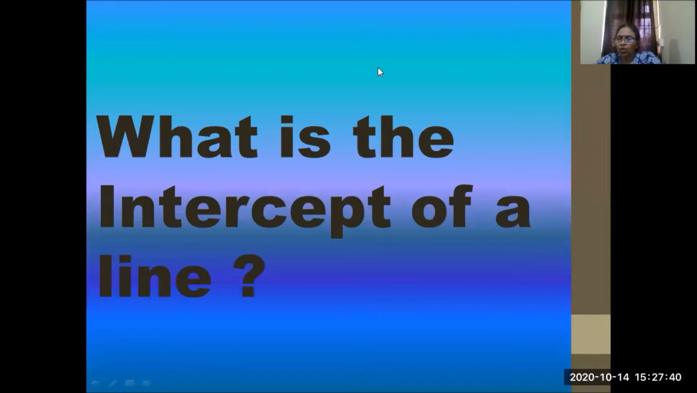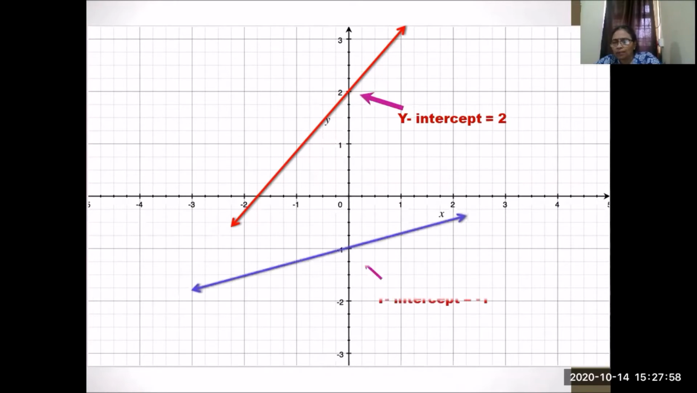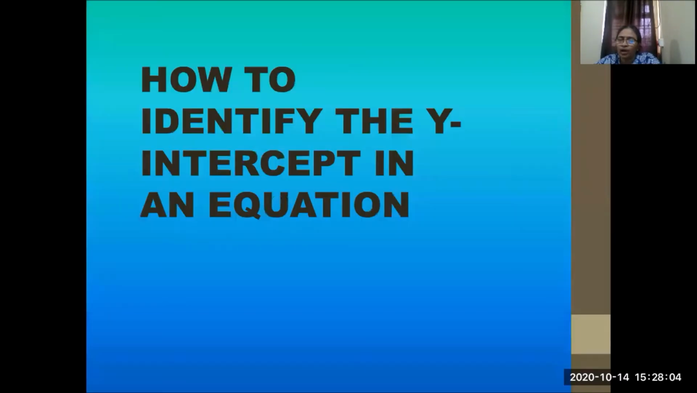What is the y-intercept of a line? The y-intercept of a line is the y-coordinate of the point at which the line crosses the y-axis. Here the y-intercept is 2. One more line let me draw that passes through -1. Hence, the y-intercept is -1.